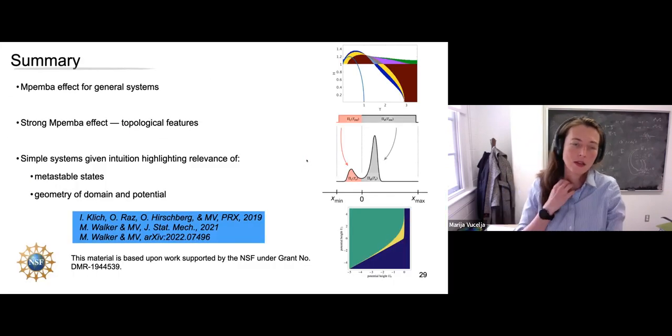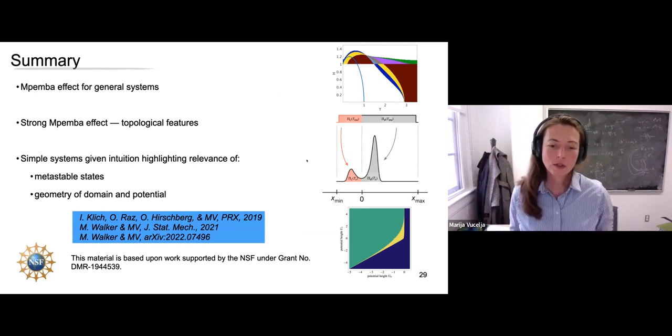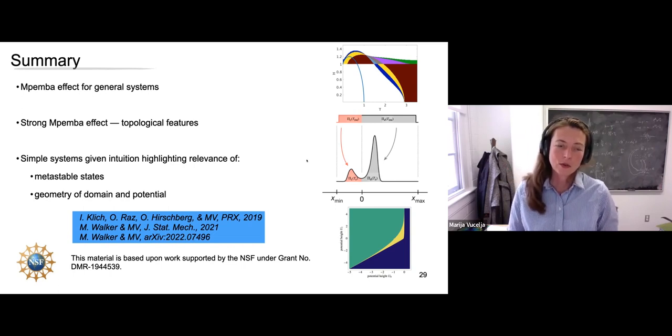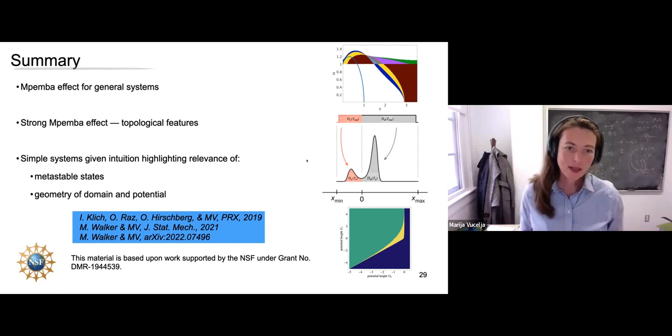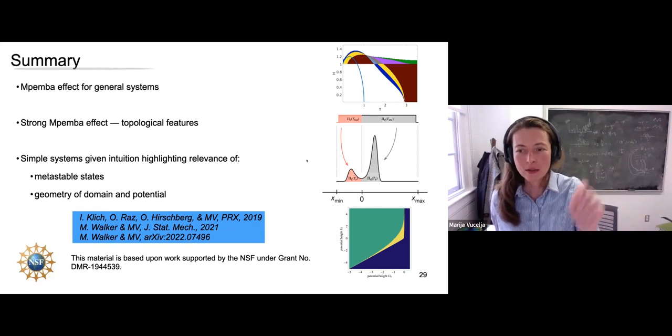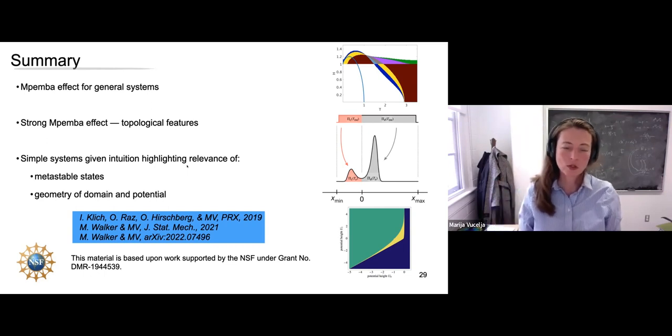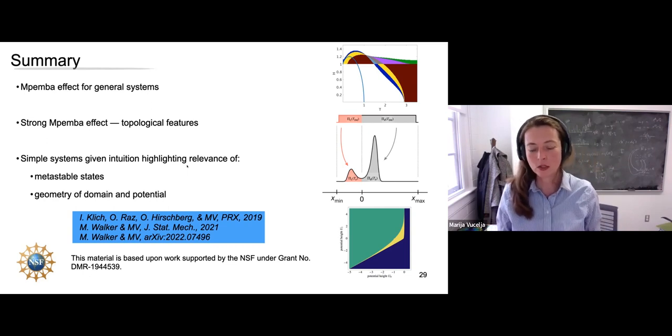Let me stop. I spoke to you about the Mpemba effect, that it is a general phenomenon, a shortcut in thermal relaxation. I didn't tell you that strong Mpemba has topological features, but strong Mpemba is exponentially faster. It has a dip in the relaxation time. And from the simple systems that we studied, we are piecing together intuition on the importance of metastable states and on the importance of the geometry of the domain and the potential.